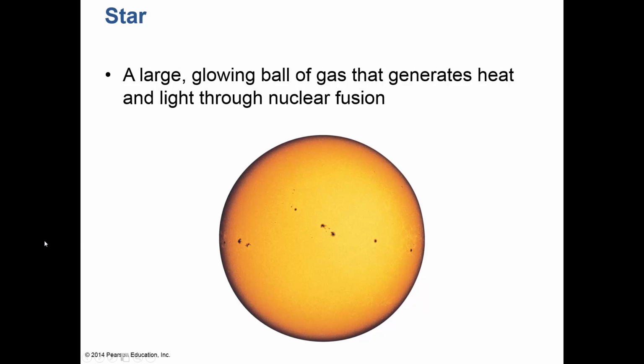So here's our source of life on the Earth. This is the Sun. And of course the Sun is a star, and a star is a large glowing ball of gas that generates heat and light through nuclear fusion in its core. The surface temperature of the Sun is about 11,000 degrees Fahrenheit, but inside the core it can be as high as 20 million degrees.